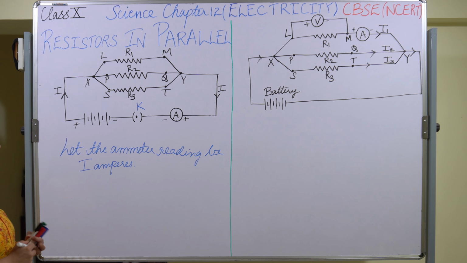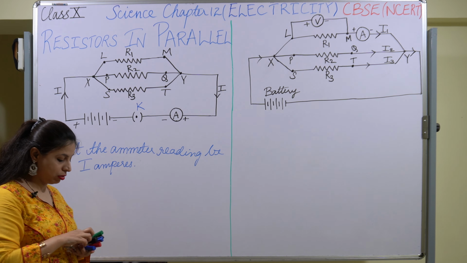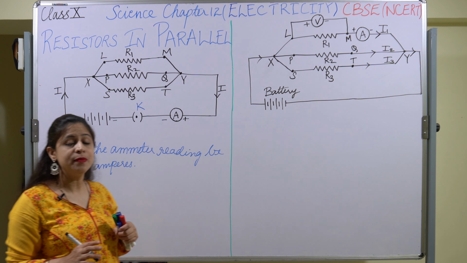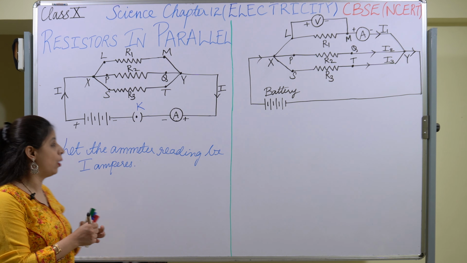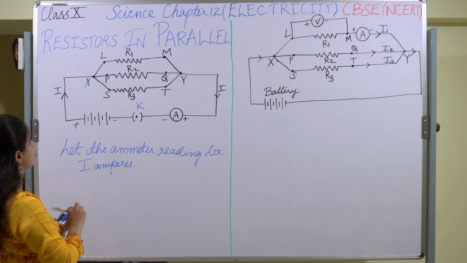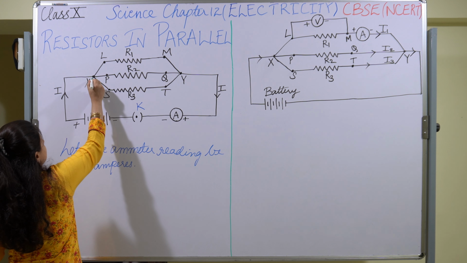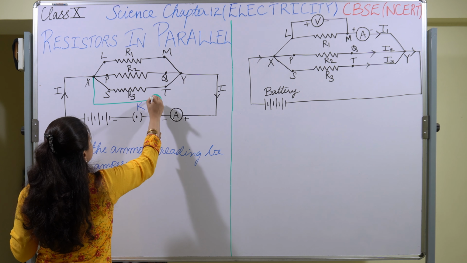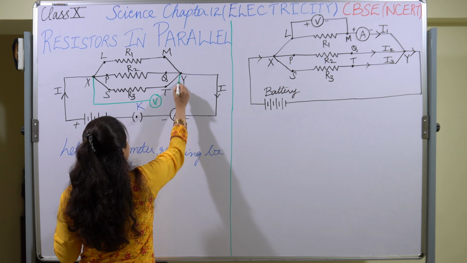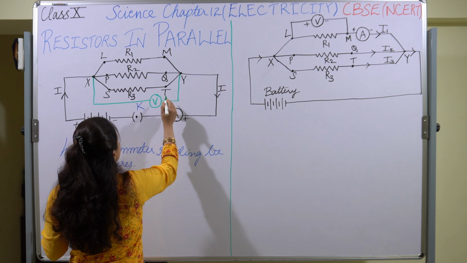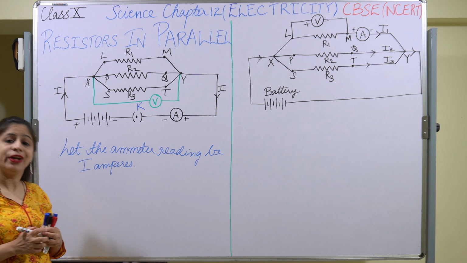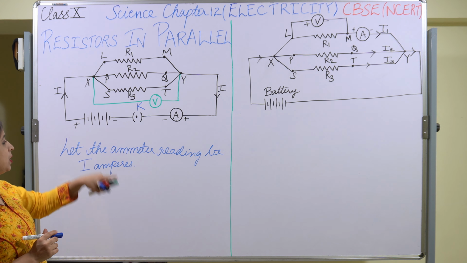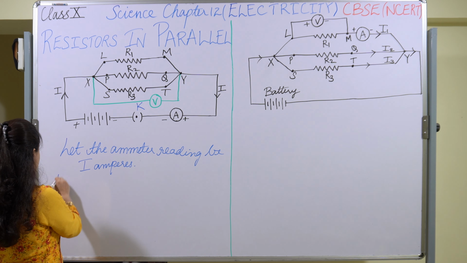Okay, so now connect a voltmeter across the points X and Y. So let us connect a voltmeter over here. Okay, and note down the reading of the voltmeter as well. So let the reading for the voltmeter be V volts.